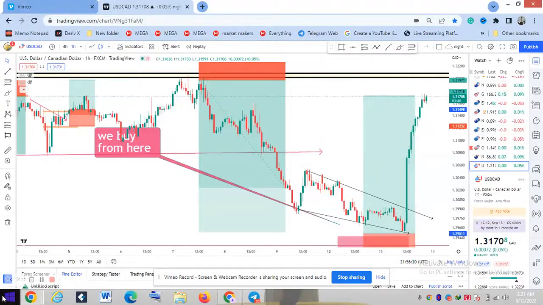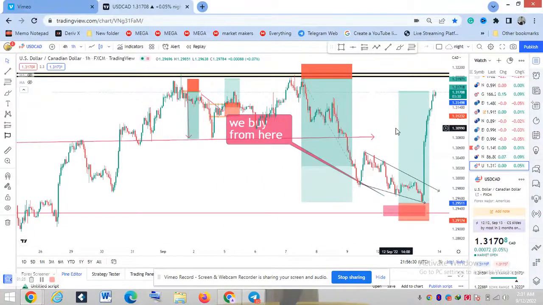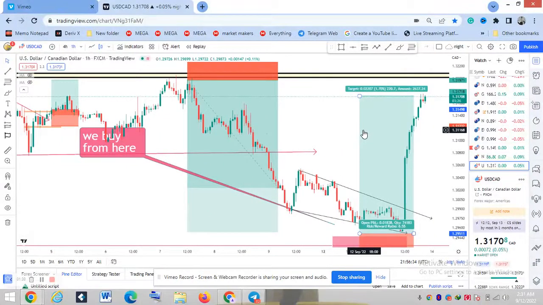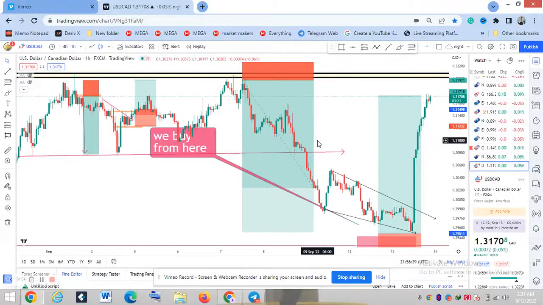Okay, so right now we're going to be talking about candlestick patterns. I'm going to be talking about candlestick patterns on this chart. Now, what are candlestick patterns? Candlestick patterns are patterns that help you enter a trade. It helps you know the best time to enter a trade. It helps you know when to click your buy or when to click your sell.